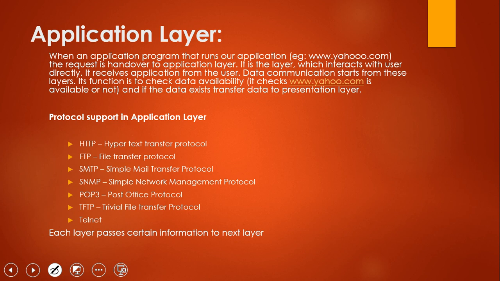Now the application layer. When an application program runs, for example yahoo.com, the request is handed over to the application layer. It is the layer which interacts with the user directly. It receives the request from the user, and data communication starts from this layer. Its function is to check whether the data is available or not, and if the data exists, transfer it to the presentation layer. Examples of the application layer are HTTP, FTP, SMTP, SNMP, POP3, TFTP and Telnet. These are all part of the application layer.